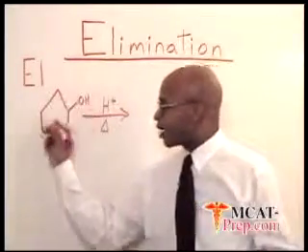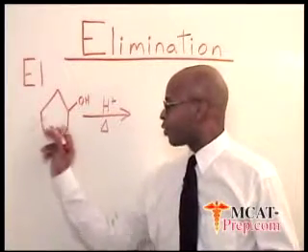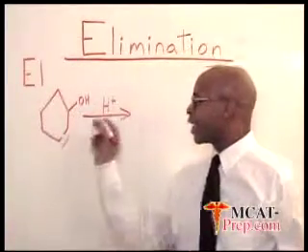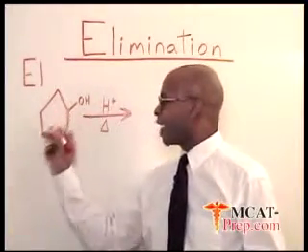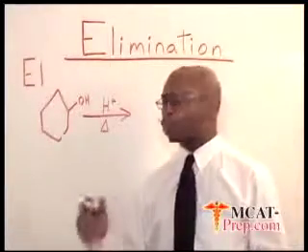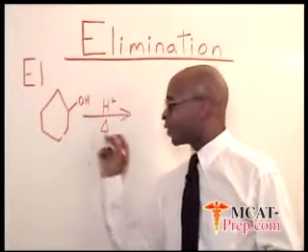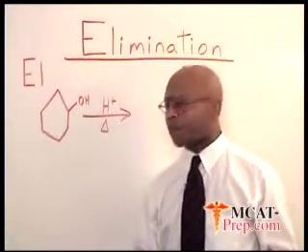So here we have a compound, it's cyclical. There are 6 carbons, 1, 2, 3, 4, 5, 6 carbons, and it's an alcohol. So it would be called cyclohexanol. And there is an acidic solution which is heated. This is the symbol for heat or energy being provided to the reaction.